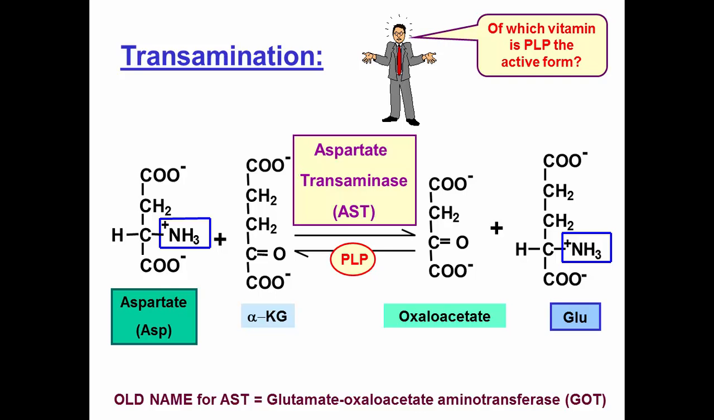Anyone in the room ever hear of pyridoxal phosphate? I'm getting no's. Okay, so it's vitamin B6. Vitamin B6 has a really important role in amino acid metabolism because this reaction will not go without pyridoxal phosphate.